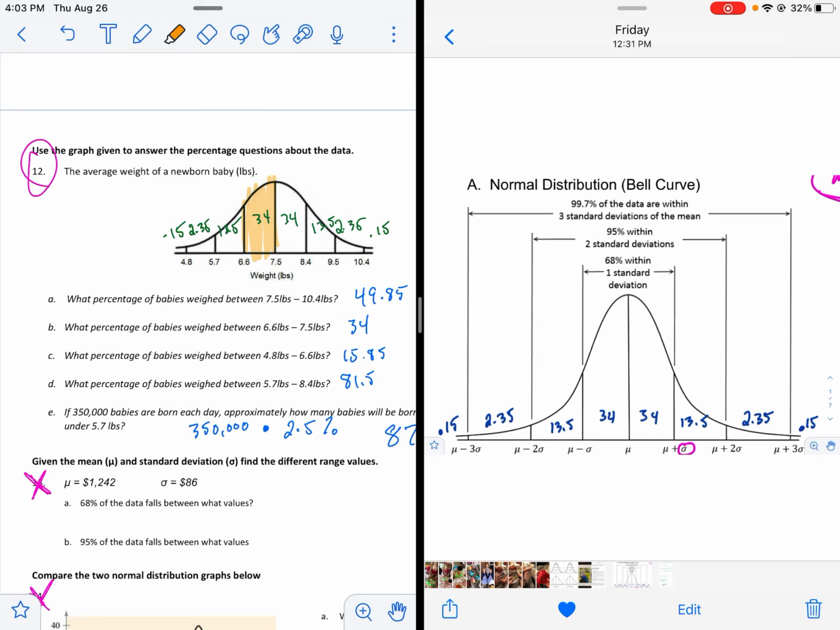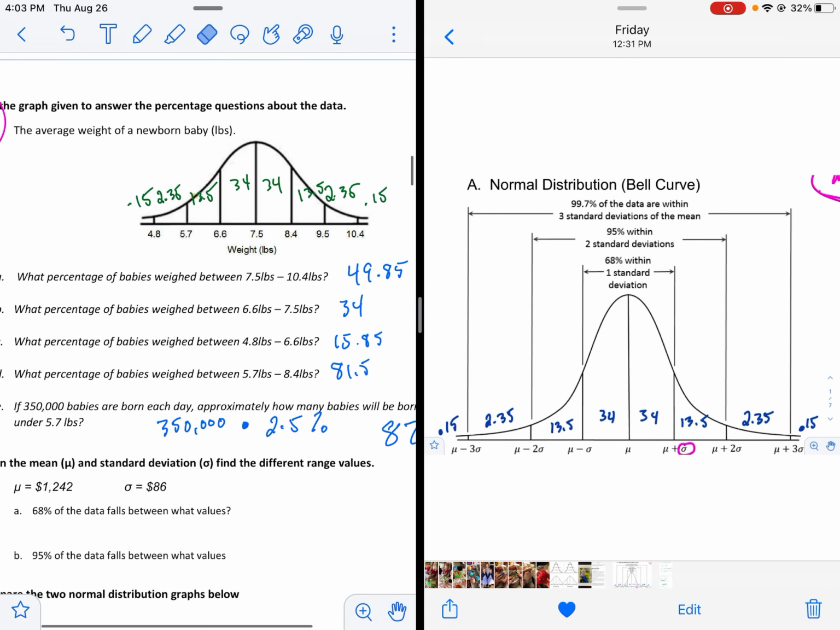6'6 to 7'5", 34. What percentage of babies weighed 4.8 to 6'6"? You add up 2.35 plus 12.5, and you get 15.85. What percentage of babies 5'7 to 8'4"? 5'7 all the way to 8'4". So 34 plus 34 plus 13.5 is 81.5. That was D. All right, E.